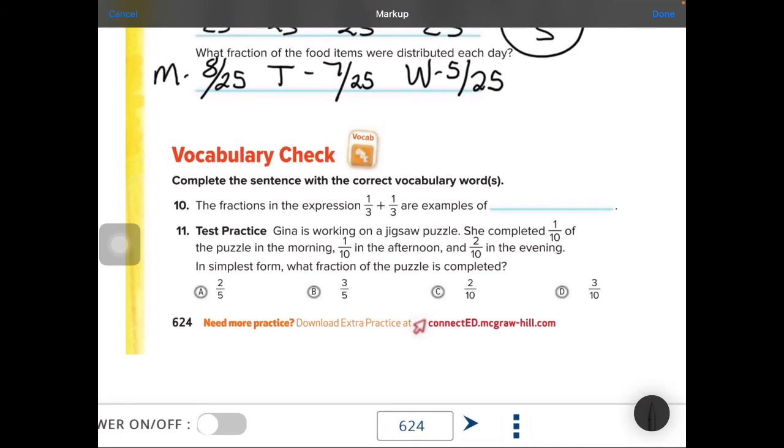Vocabulary check. The fractions in the expression 1/3 plus 1/3 are example of what? Because their denominators are alike.